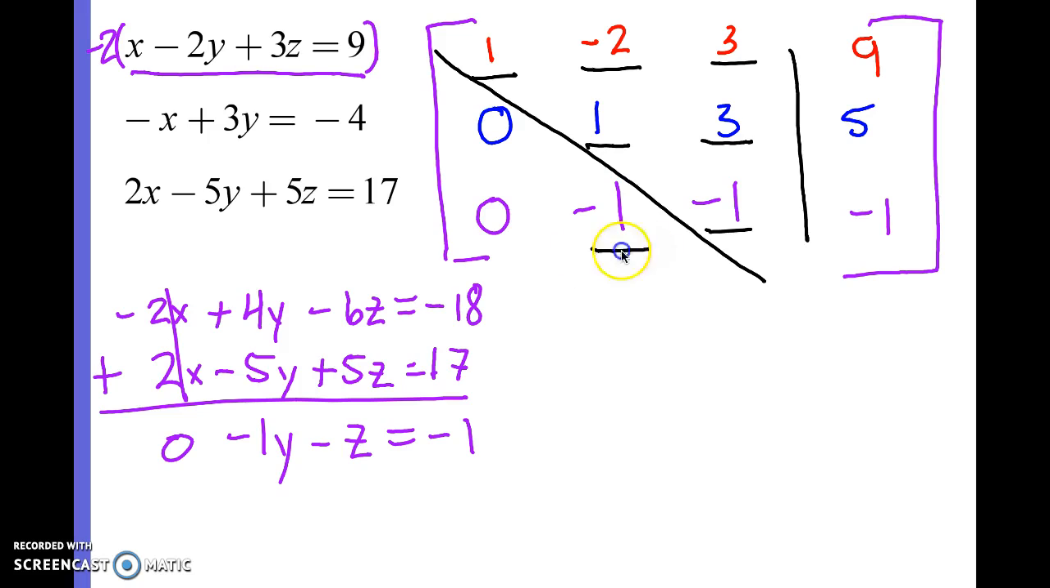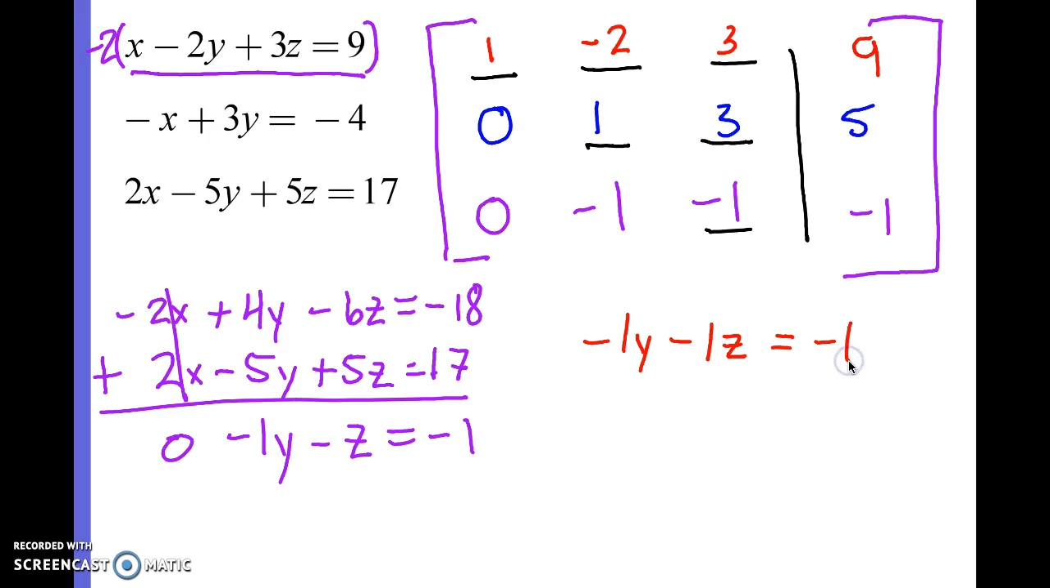Well, the problem is I've got this guy right here. I need to get rid of him, or he needs to become a 0. So I want to take this equation here, negative 1y minus 1z equals negative 1. I want to cancel out that y so that all I'm left with is z. Okay, so what equation can I combine it with to cancel that out? Let me erase some of these just so we can see what we're doing here.